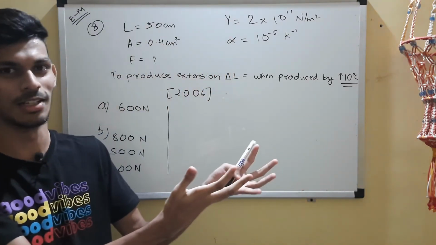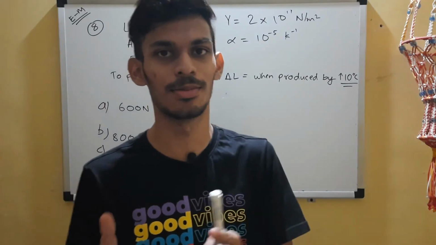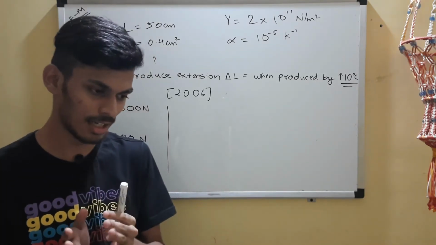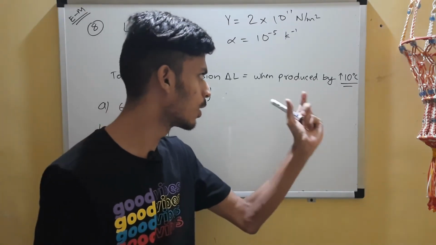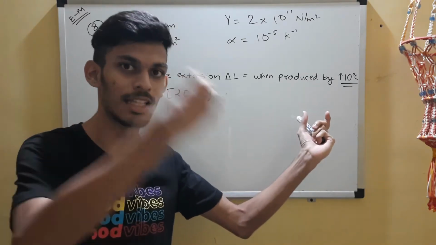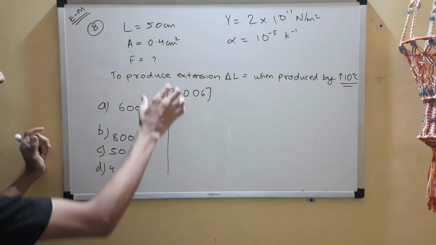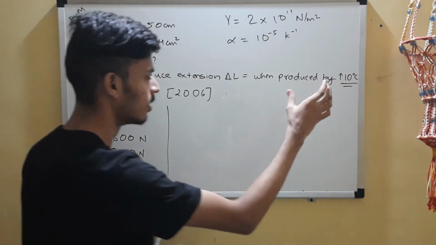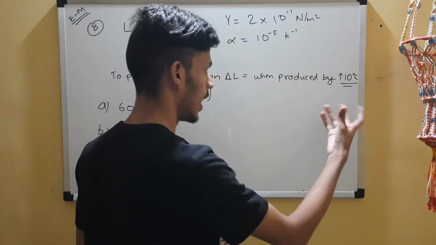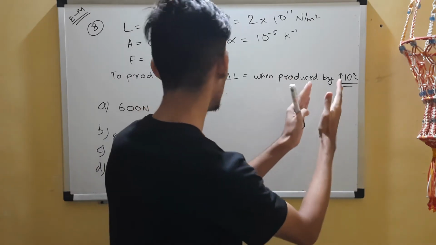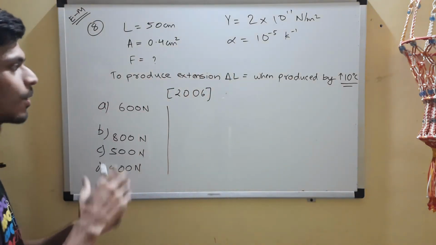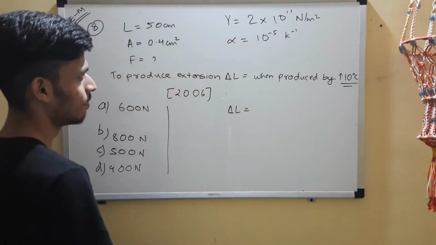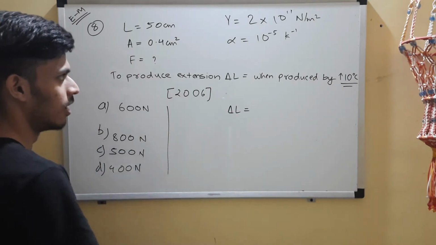So thermal expansion. You'll know that things in general expand on heating, right? So there will be an extension in its length when its temperature is increased by 10 degrees. You have to equate this extension, the one produced by the increase in temperature, to the one produced due to the force. That is the only idea. You have to equate the extension produced by the temperature change to the extension produced by the force. So delta L will be equal to L alpha delta T, right? Due to thermal expansion, it will be L alpha delta T.